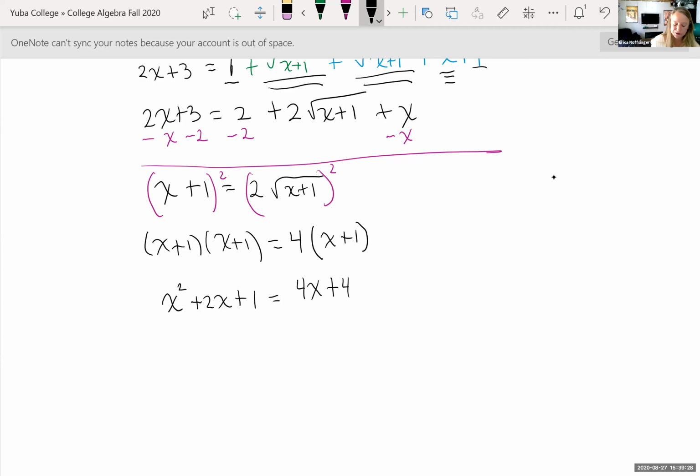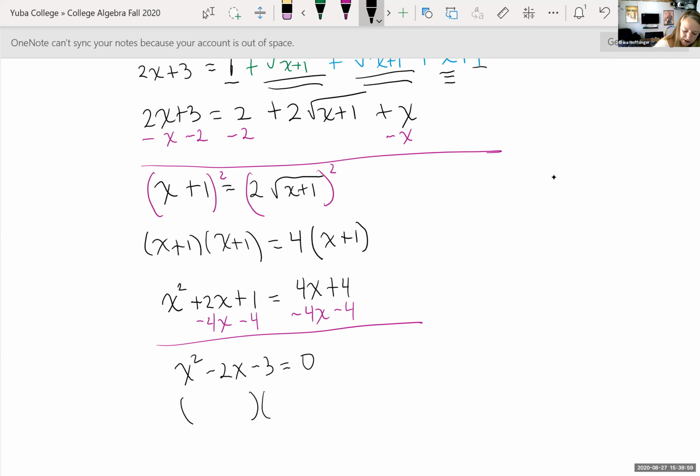No more radicals. Determine the type: quadratic. Let's set it equal to 0 and see if we can factor. So if we subtract 4x on both sides, and if we subtract 4 on both sides, we're left with x squared. 2x minus 4x is negative 2x. And 1 minus 4, so minus 3, equals 0.